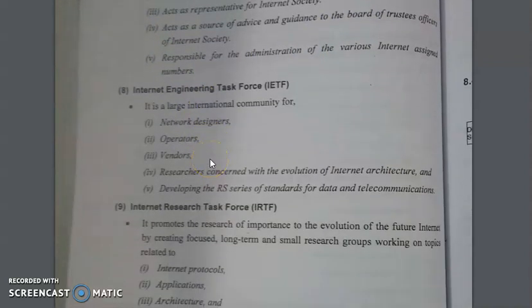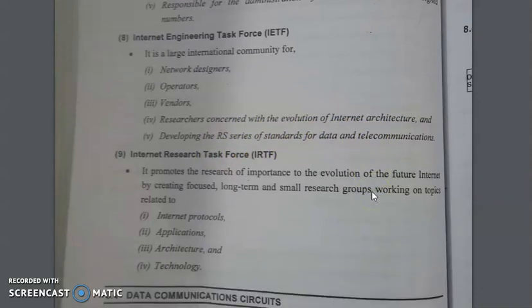Eighth one, Internet Engineering Task Force, IETF. It is a large international committee of network designers, operators, vendors, and researchers, developing the RFC series for standard data and telecommunication. And last, Internet Research Task Force, IRTF. It promotes research of importance to the evolution of the future internet by creating focused, long-term, and small research groups working on topics related to internet protocols, applications, architecture, and technology.